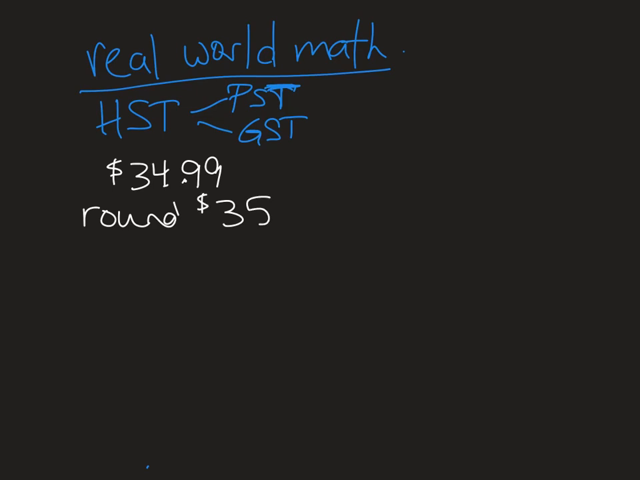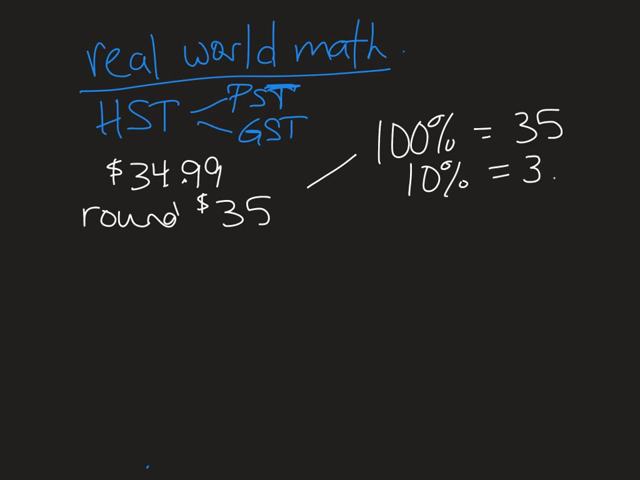Okay. Once you take it to $35, then we're going to start doing this percent breakdown. I know that 100% of $35 is 35. And I also know that 10% therefore is 3.5. Because remember, we're going to divide both sides by 10. Divide by 10. Divide by 10. If I want to get down to 1%, I'm going to further divide by 10, which means I'm going to bring my decimal over. So now I've got 0.35. Okay.